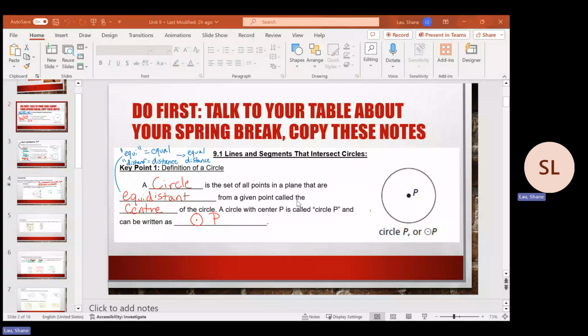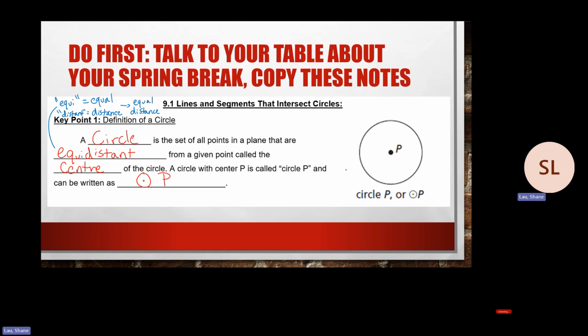Alrighty, just making sure that audio works. Looks like it does. And now just making sure that PowerPoint's working. It looks like it is.